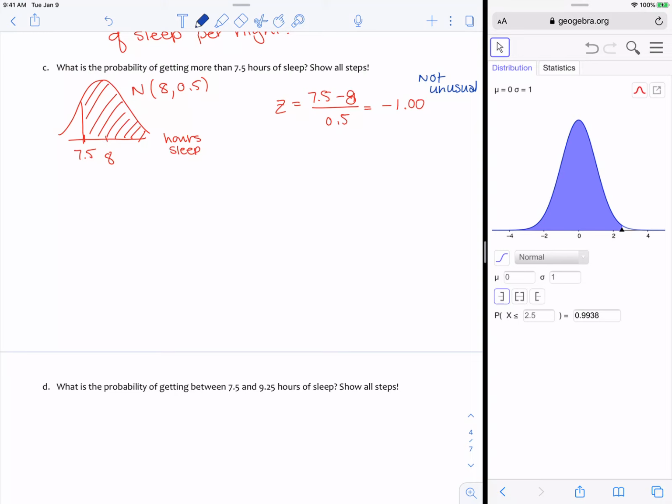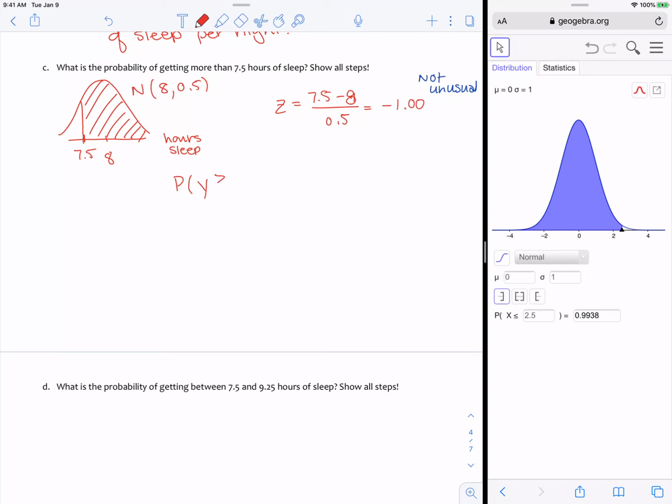So from our picture, we know that we're going to have something that's pretty big, definitely greater than 50%, and we should be seeing 50%, half of the picture, plus that 34%, since we're down one more standard deviation from that. So we should be getting what, 60, 70, 84%-ish is what we're expecting. All right, so let's go through the actual probability calculation.